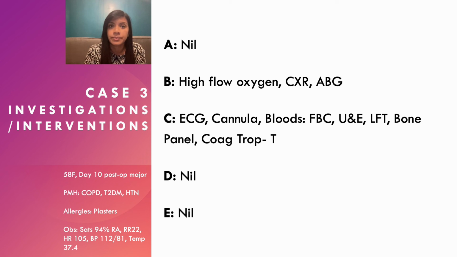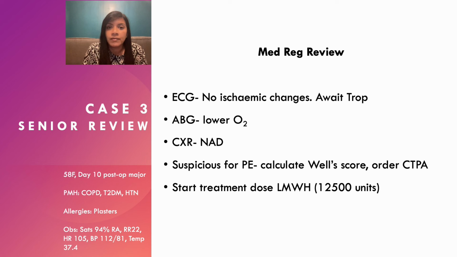So you have spoken to your own registrar who said, please call the medical registrar and tell them everything. So the med-reg comes over and has a look at her ECG and says that there are no ischemic changes, but we'll await this blood test just to make sure she's not having an MI. The arterial blood gas, the only abnormality on it was that the oxygen was a little bit lower, but everything else was fine. Chest x-ray has been done, there's nothing abnormal on that.